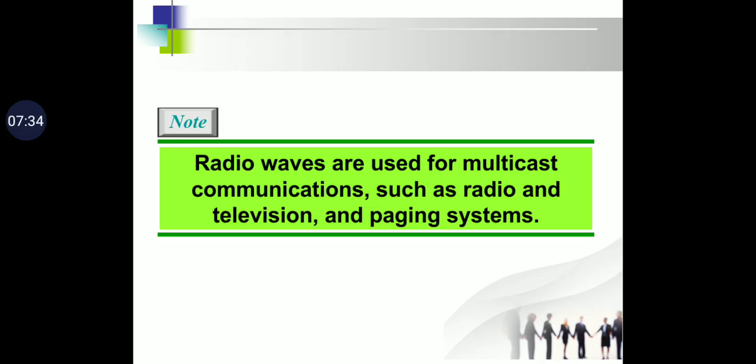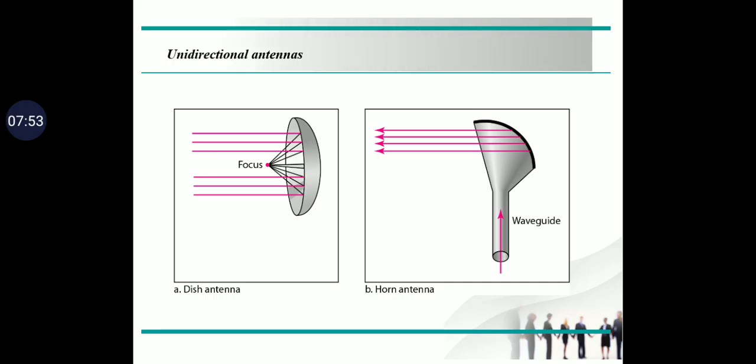Radio waves are used for multicast communications such as radio, television and paging systems. Multicast communication means one to a particular group. In the case of radio, it is to a particular group, or television, it is to a particular group. The transmission will be received.